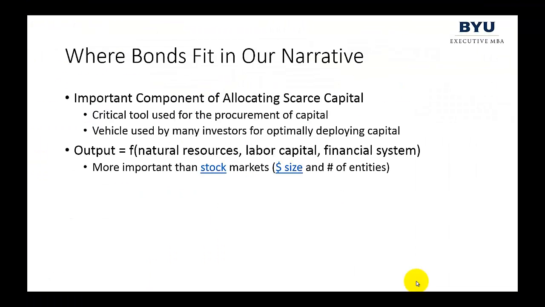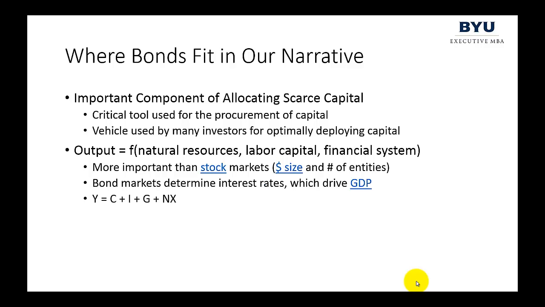So we can see that in terms of import to the financial system, at least in terms of dollar volume and also the number of entities in the market, the bond market dwarfs the stock market. But also, there's something really, really critical that happens in the bond markets that actually ripples throughout the entire economy. And what that is, is that interest rates get set in the bond markets. And interest rates have a huge influence on GDP.